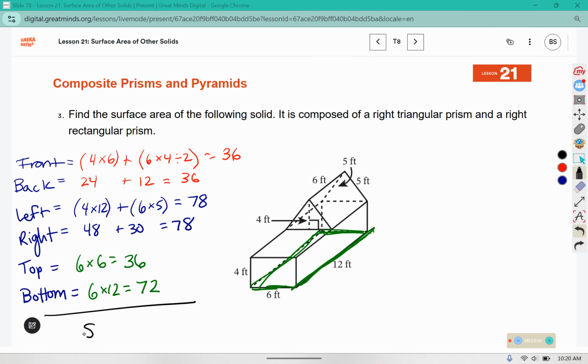Now to get the surface area, we are adding together 36, 36, 78, 78, 36, and 72. And that comes out to 336. And then the units are feet. It's an area, so feet squared.